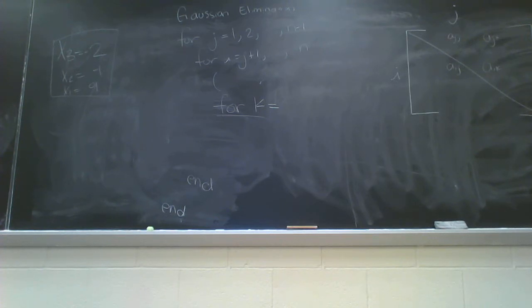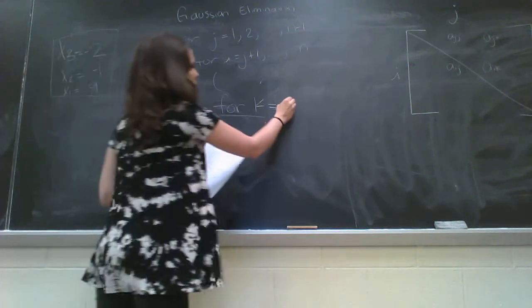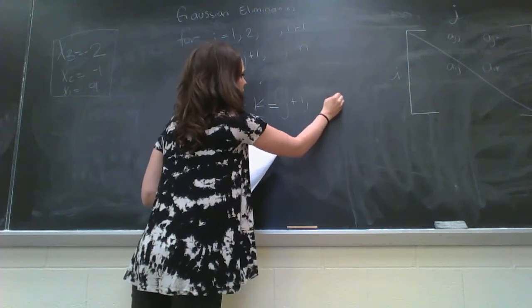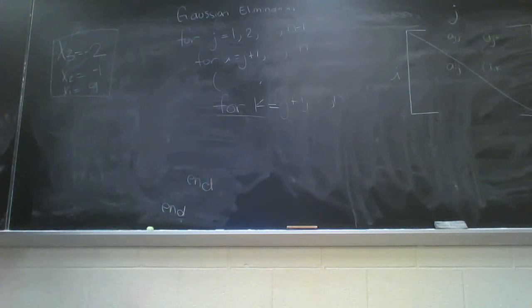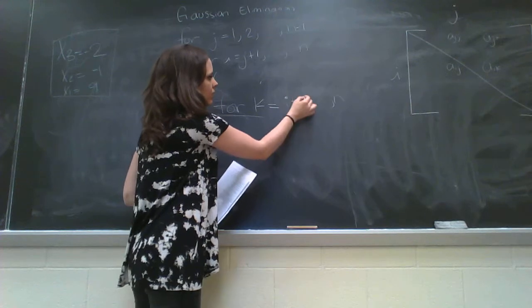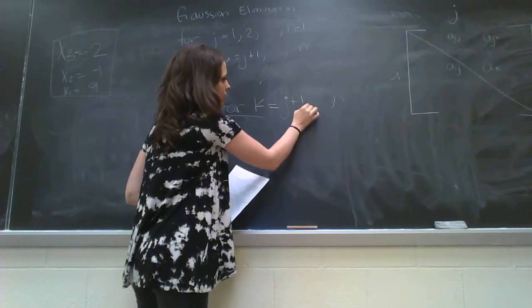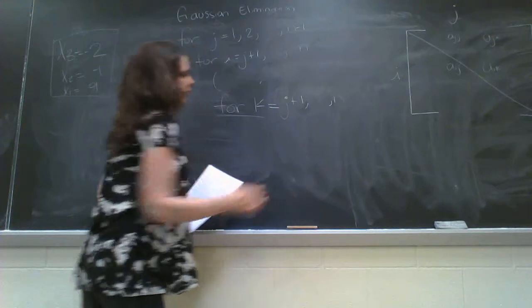But we need a new loop to keep track of these. So K is going to be J plus 1. So here's A12, and then we need to update A22 and A23 as well. And so let me write this down. So K, J plus 1 up until N. Right, J plus 1 up until N is what we have to update after that.